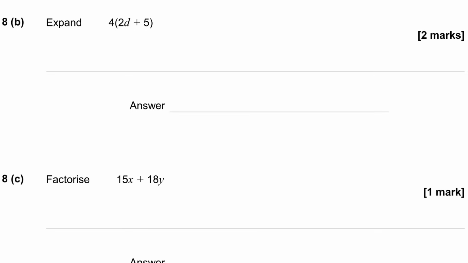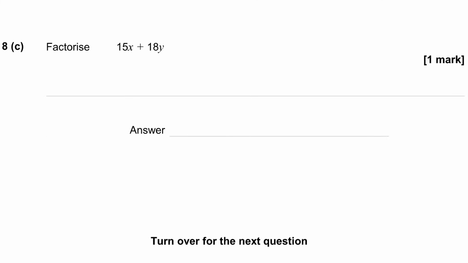Expand 4 lots of 2d plus 5. So single brackets, a number on the outside, that gets multiplied by everything inside the bracket. So 4 times 2d is 8d, and 4 times 5 is 20. There's a plus sign in the middle, so it must be plus 8d plus 20.